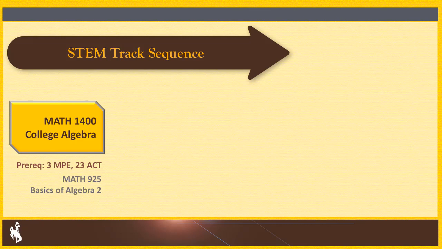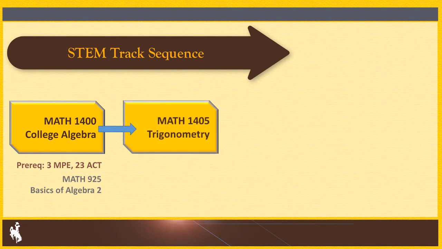The second course in the sequence is Math 1405, Trigonometry. The prerequisite can be met with a 4 Math Placement exam, a 25 Math ACT, or by earning a C or higher in Math 1400.